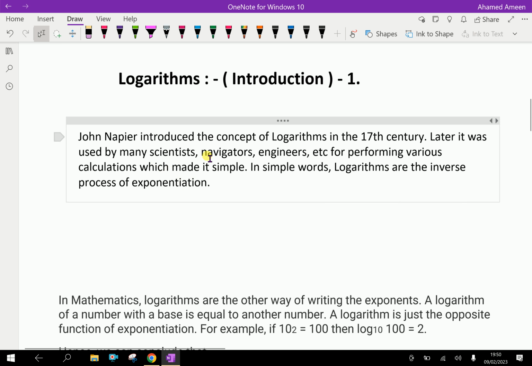John Napier introduced the concept of logarithms in the 17th century. Later it was used by many scientists, navigators, engineers, etc. for performing various calculations, which made it simple. In simple words, logarithms are the inverse process of exponentiation.